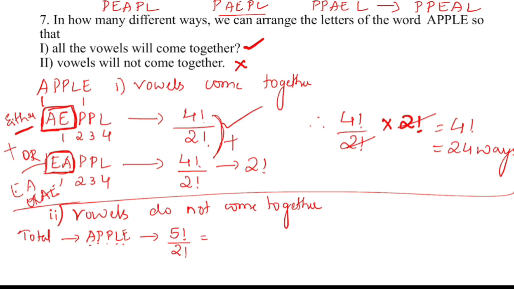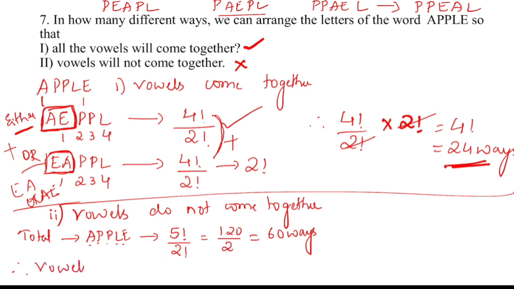So what answer do we get? 5 factorial is 120, 2 factorial is 2. 120 divided by 2 is 60 ways. So in total, in how many ways can apple be arranged? 60 ways. And we know that when vowels come together, how many ways can they be arranged? 24 ways.